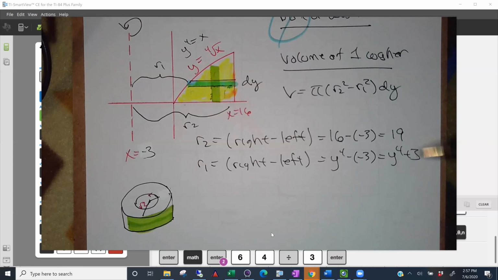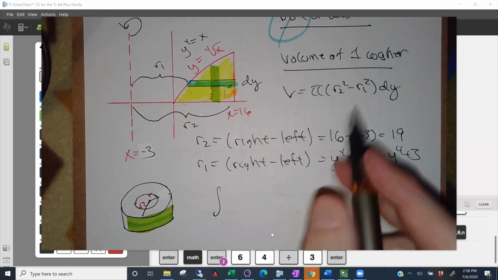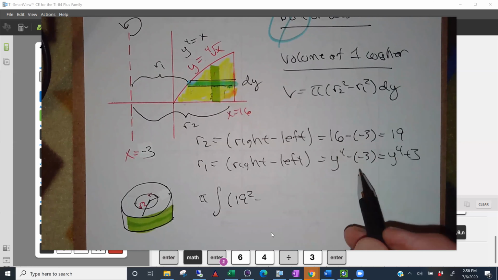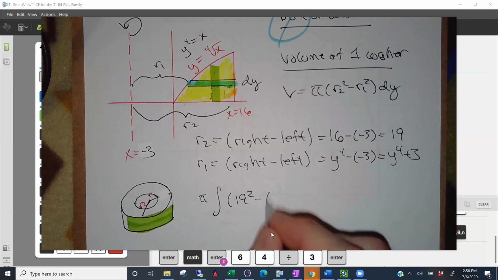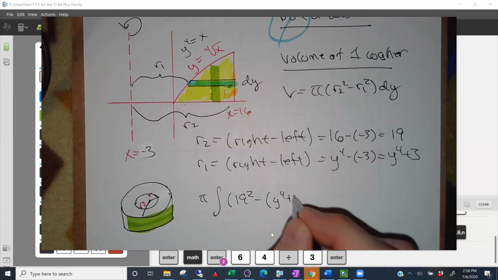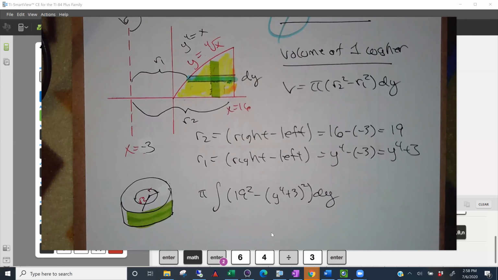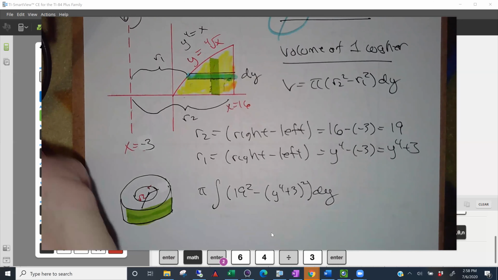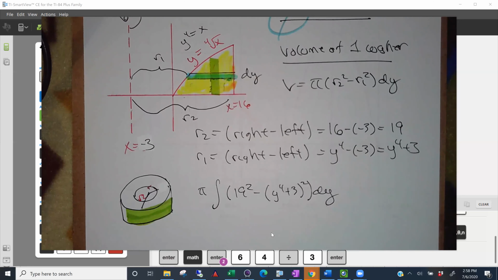All right, I'll pause here. Are we comfortable with how we got these things? Okay, let's set up our integration. It's going to be pi times R2 squared, so 19 squared, minus R1 squared, which is y to the 4th plus 3 squared, dy. Ooh, this is going to get interesting. Again, it's helpful that we have this dy. It reminds you you're integrating with respect to y, and that your limits of integration should come from y.